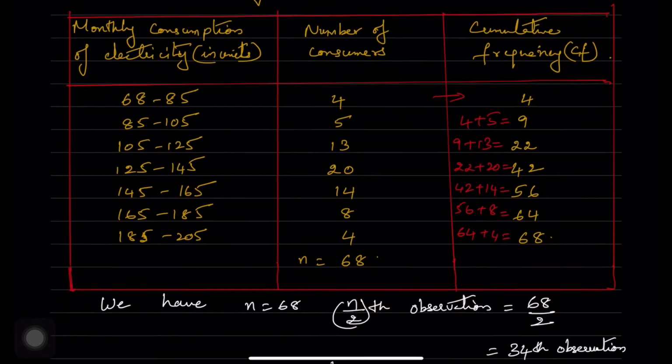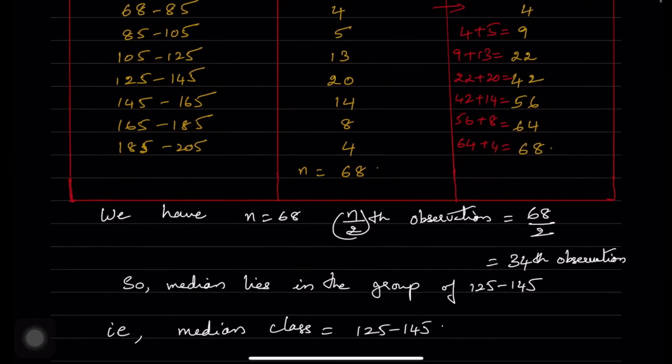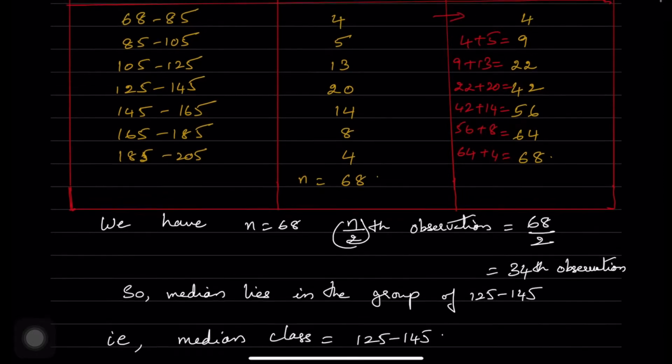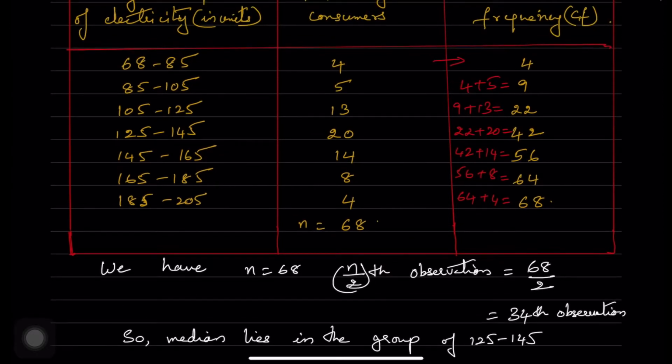Now the total n is 68. The n by 2th observation is 68 by 2, that is the 34th observation. So the median lies here. For the 34th observation we have to look into the cumulative frequency, at a number just greater than 34. Just greater than 34 is 42. So this is called the median class, that is 125 to 145 is the median class.